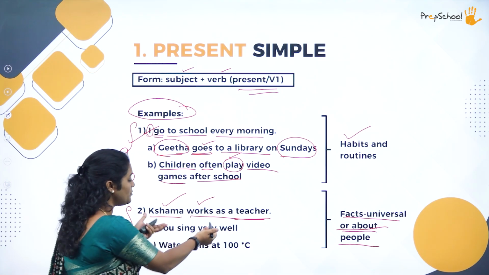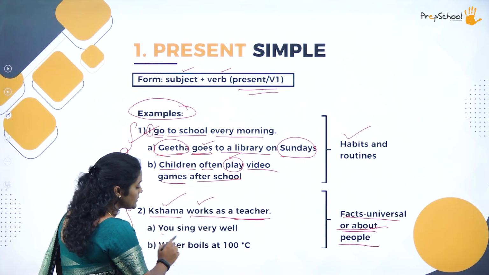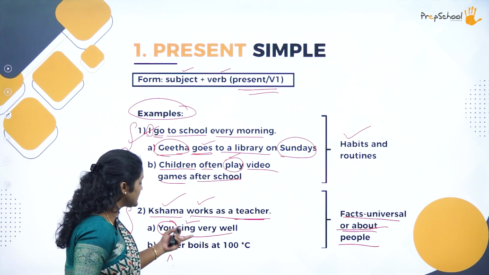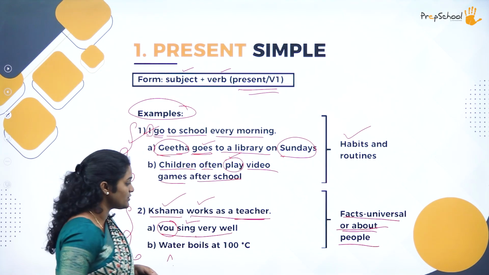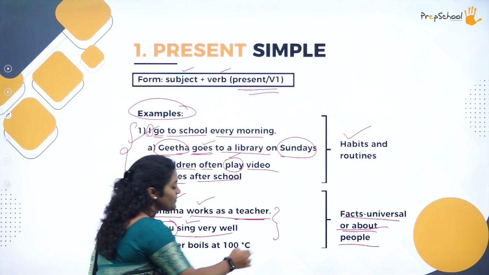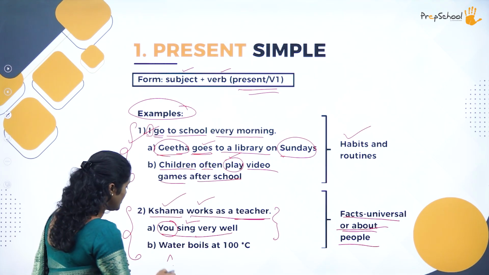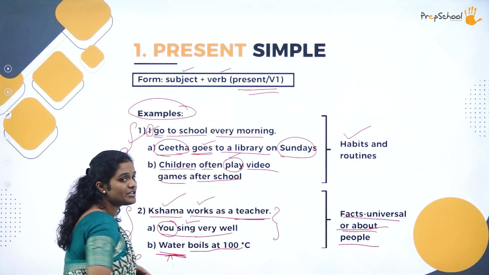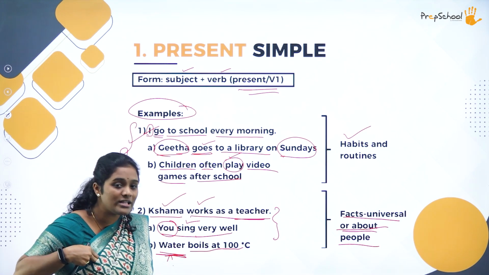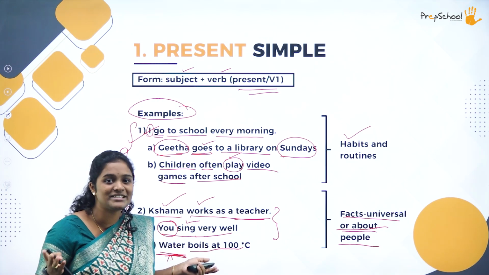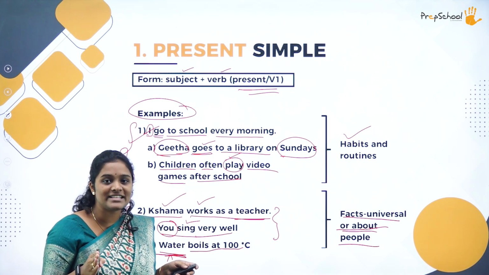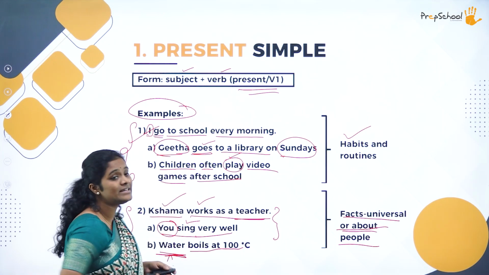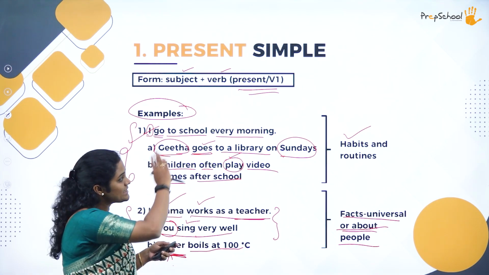Next one, this is about people. You sing very well. You is the subject, sing, verb. Over here, this is in simple present tense again. So these two are about people. And the next one is the universal truth. We are talking about water, subject, boils at 100 degrees Celsius. Water boils at 100 degrees Celsius wherever it is. It is a universal truth. Hence, it needs to be in simple present tense. I hope this is clear.